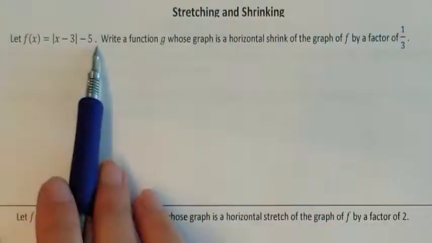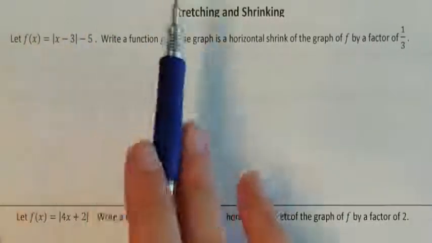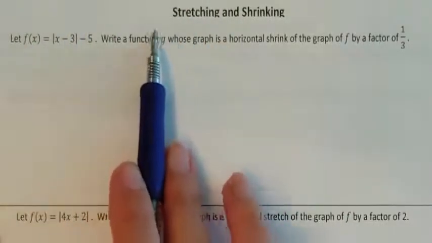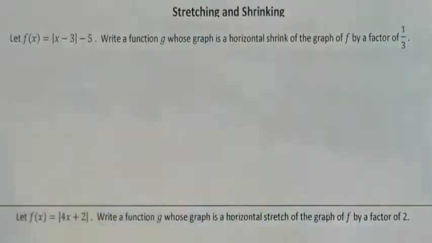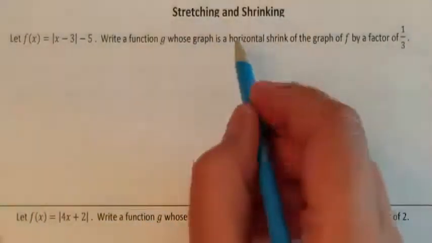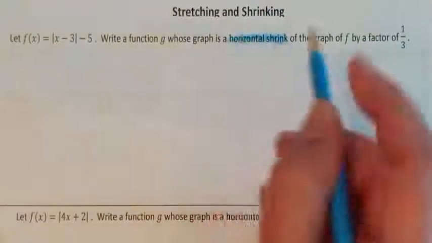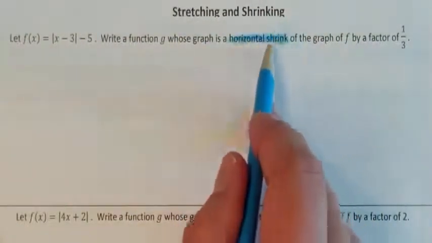So I have an f rule. This is my f rule. It wants me to rewrite it and call it g. And when I call it g, they want me to do a horizontal shrink. So that is my very first translation. I'm supposed to shrink horizontally. Now, what does that mean?